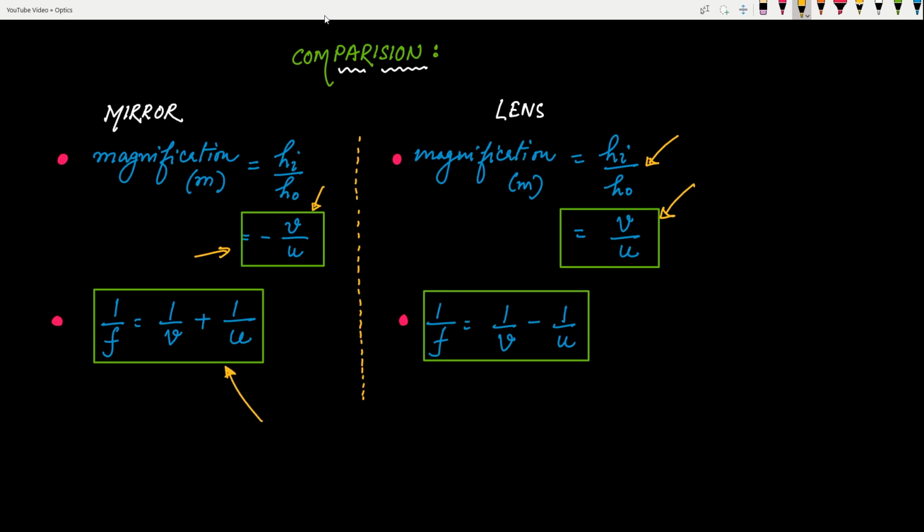But for the mirror formula, we got 1 by F is equal to 1 by V plus 1 by U. But for the lens formula, we got 1 by F is equal to 1 by V minus 1 by U. So don't ever confuse this. The easiest technique to remember this is that if the formula has positive, then the magnification will have negative. Since the lens formula has negative, the magnification will have positive. Just the opposite. You can remember it in this way.